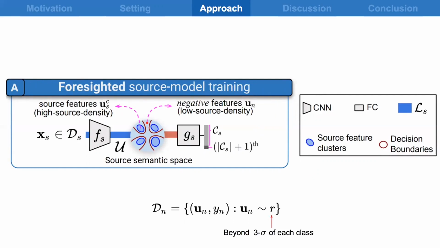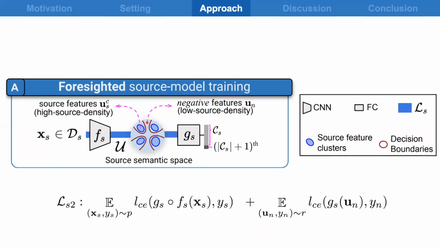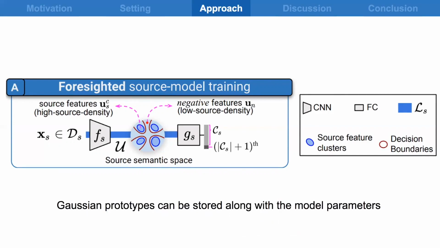To this end, we introduce a negative class in the source classifier and obtain negative feature samples that are beyond the 3 sigma bound of each class-specific Gaussian. Therefore, the network is trained using both source samples and negative samples. Finally, we expect the Gaussian prototypes to model the semantics of the source classes. Note that the Gaussian prototypes are cheap and can be stored along with the model parameters in contrast to the source data. This enables a source-free upgrade in future.